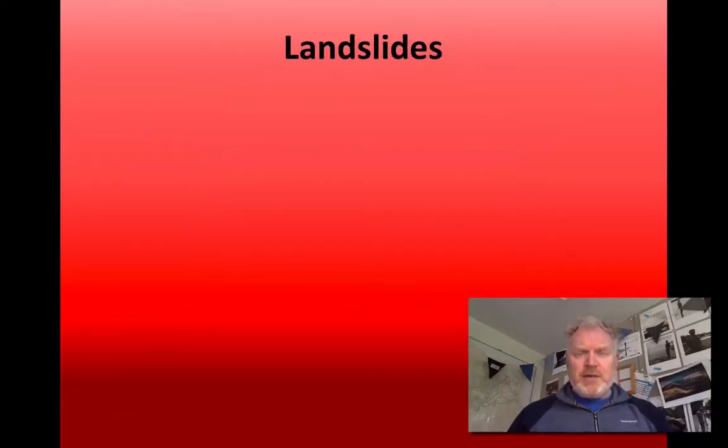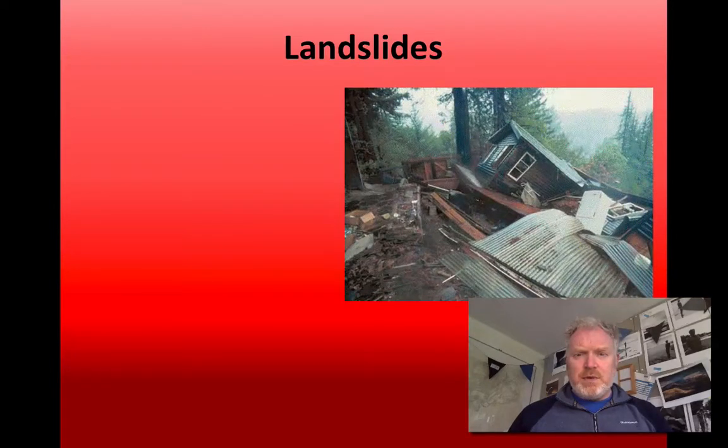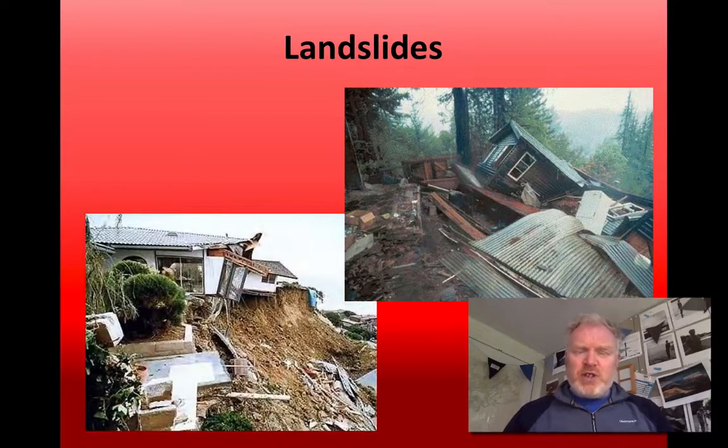Another effect of an earthquake are landslides. Where we have slopes that are perhaps unconsolidated and perhaps are prone to instability, shaking the ground can be the trigger that reduces friction enough for the landslide to occur.